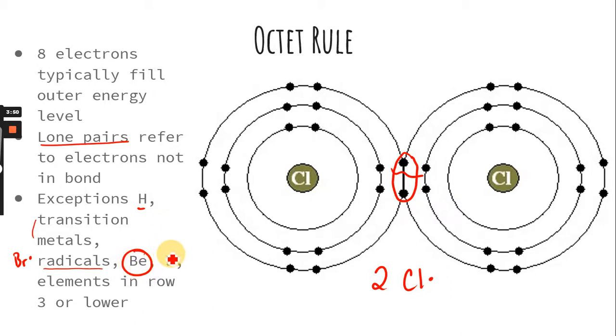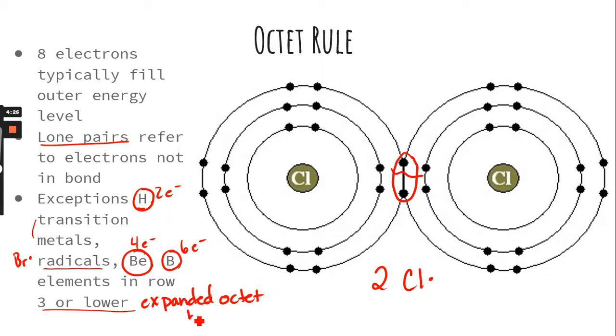And then beryllium only needs 4 electrons to be happy. Hydrogen, we should know from last year, is 2. And then boron only needs 6 electrons to be happy. So hydrogen, beryllium, and boron can have less than 8 and still be stable. And then any element that's in row 3 or lower can break the octet rule by having an expanded octet, meaning they can have more than 8 electrons, and that's because of the d orbitals. Remember, the d sublevel doesn't come into play until you reach the 3rd energy level. So once we have that d sublevel, we can start filling in more than 8 electrons and still be stable.